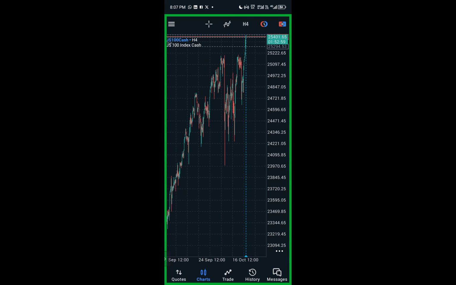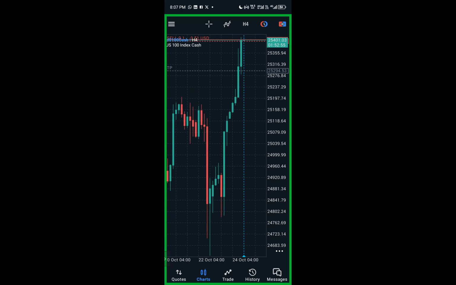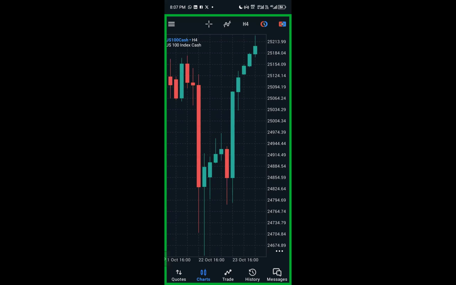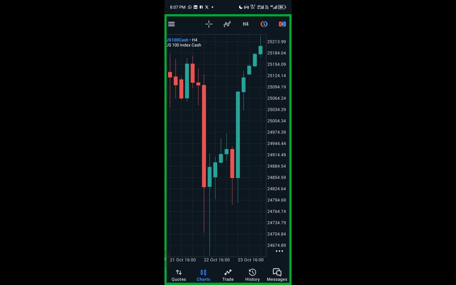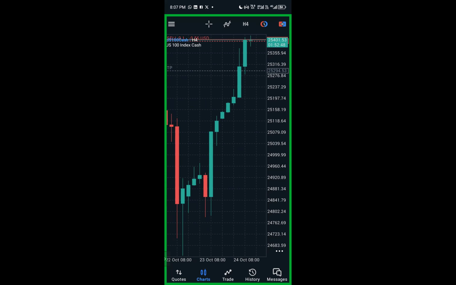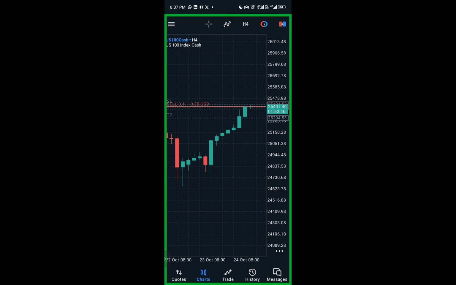I want to see your stop loss. I don't know how to squeeze it down. Sorry. Squeeze, you see where the numbers are? That place where the numbers are, just drag it down. Exactly. Can you see where your SL is now?